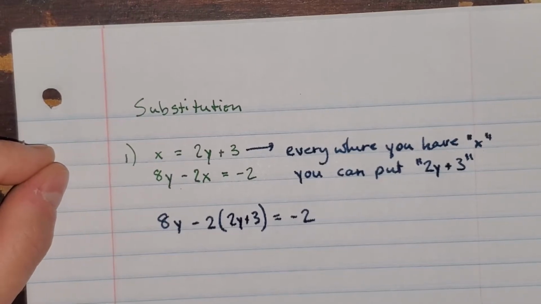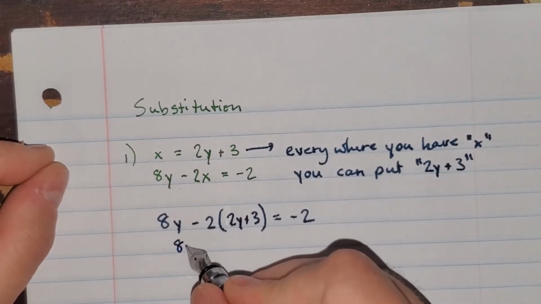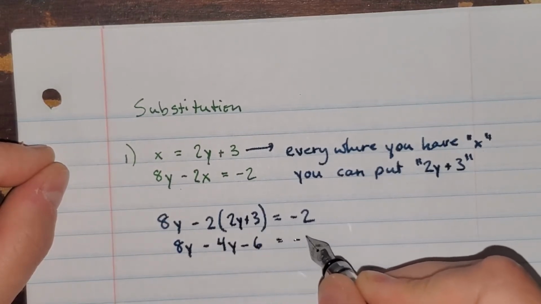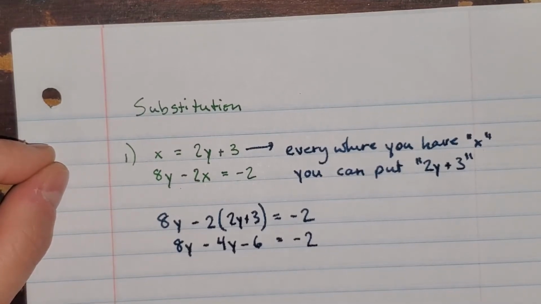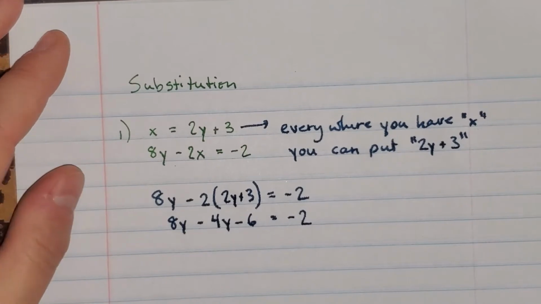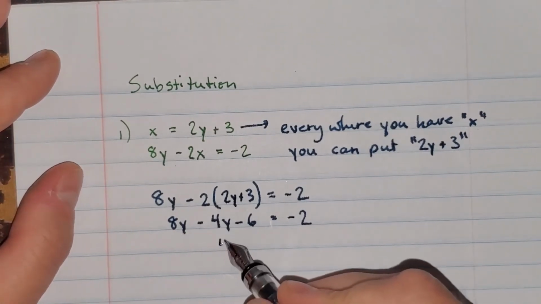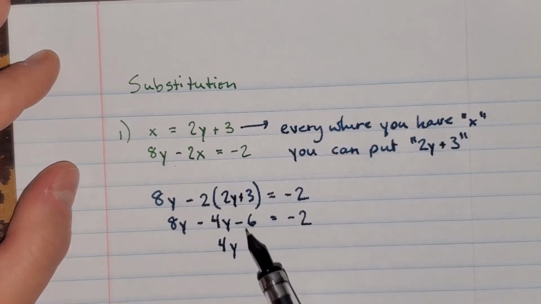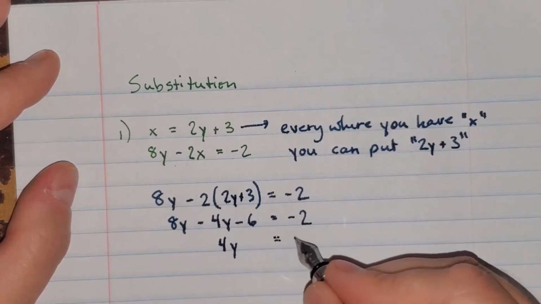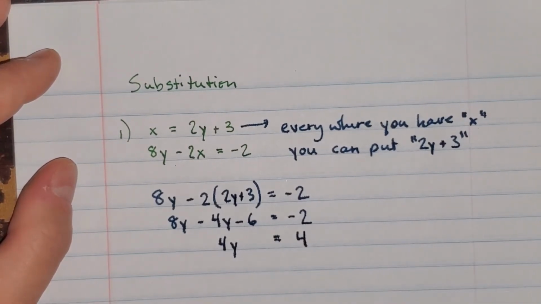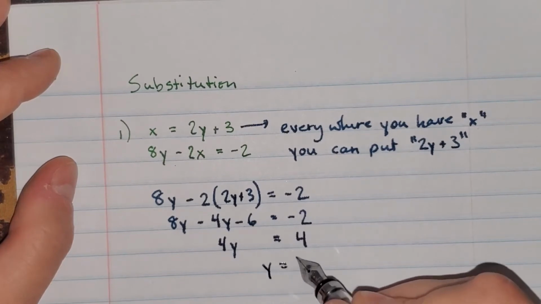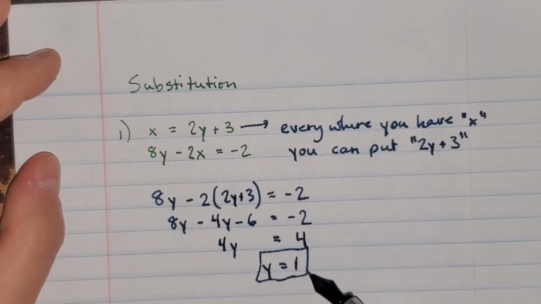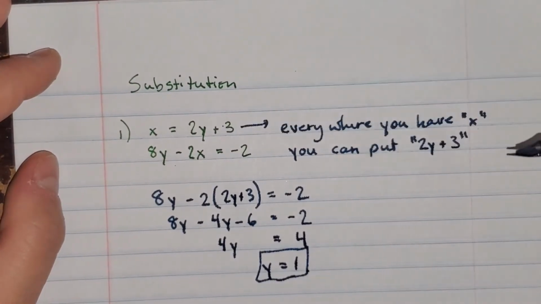Now, go ahead and distribute. We get 8y minus 4y minus 6 equals negative 2. Now I'm going to combine some like terms. 8y minus 4y is 4y. And I'm going to add 6 to both sides. If I add 6 here and I add 6 here, I get 4. Divide by 4 on both sides, what do we get? Y equals 1.